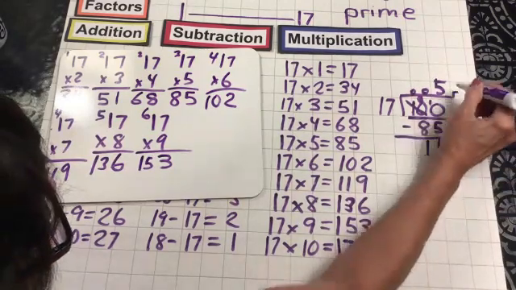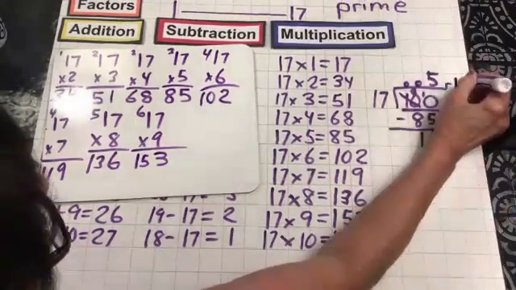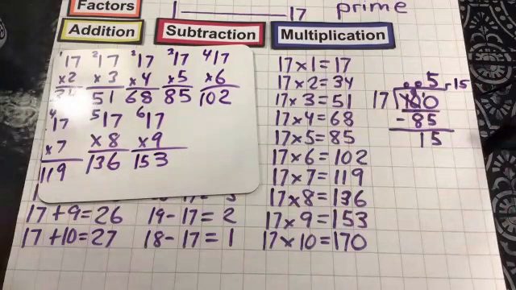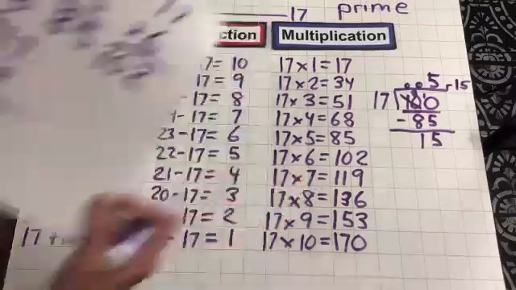So we have a remainder. 17 does not go into 15. So we have a remainder of 15. So 17 goes into 100 5 times with 15 left over. All right. A little bit of everything here.